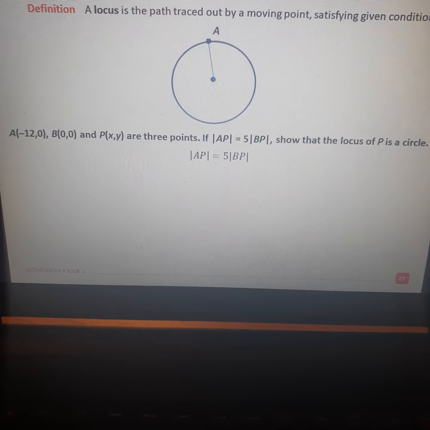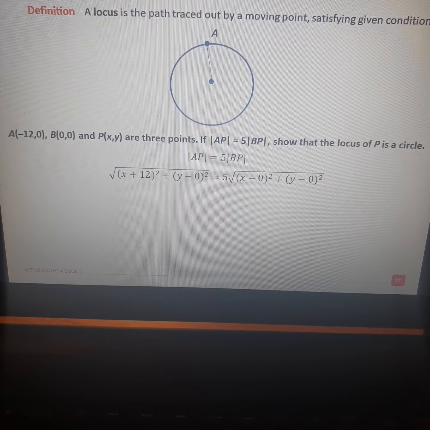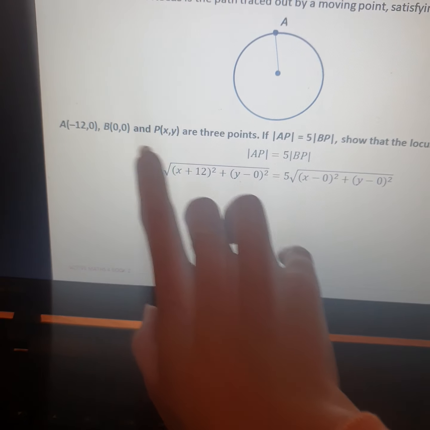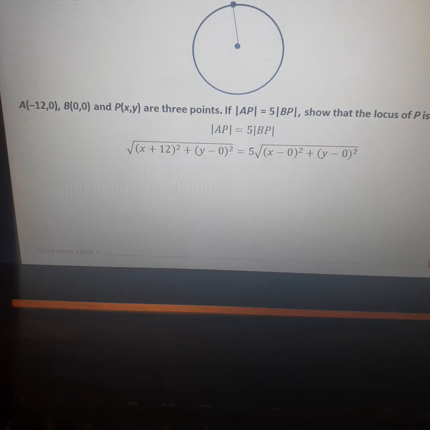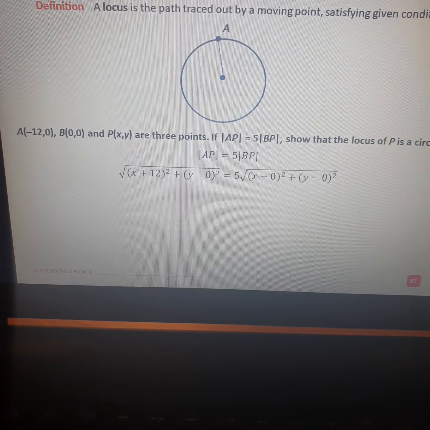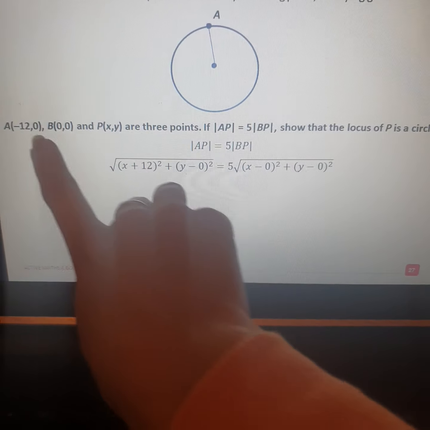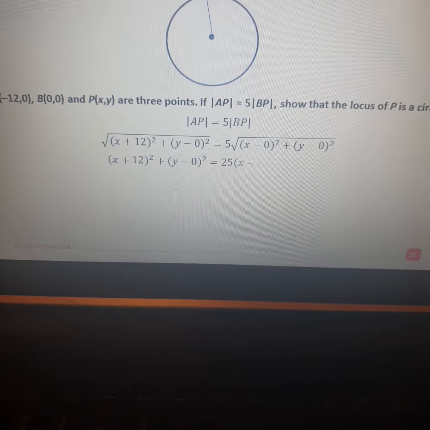AP, the length or the distance, is equal to 5 times BP. So we'll get the distance from A to P. Mark in x1, y1, mark in x2, y2, and fill it into your formula. Always write down your formula first of all. They didn't do that here, but I would. Fill in, and then we're saying that's supposed to be equal to 5 times the distance from B to P, with x1, y1, x2, y2.